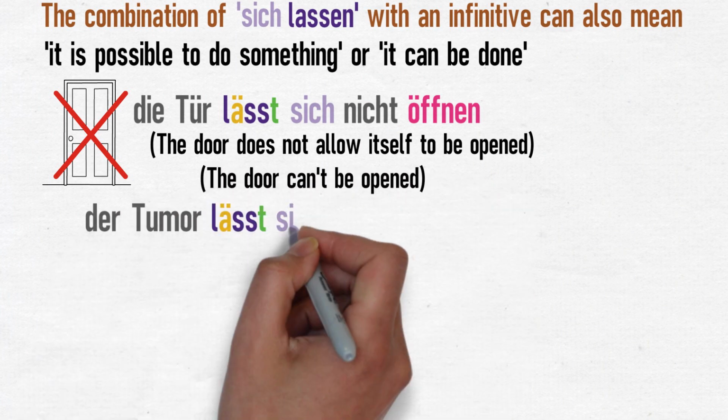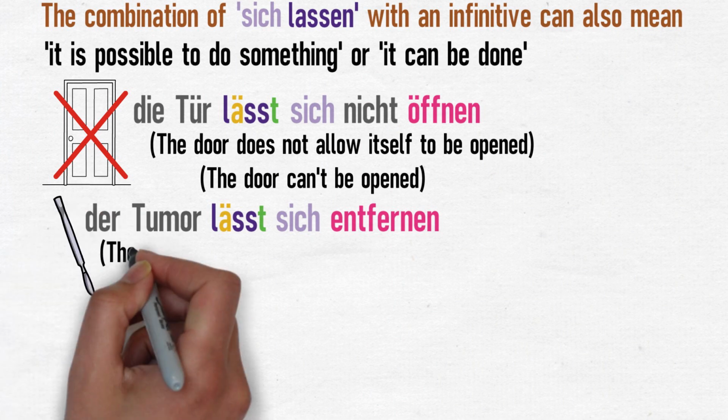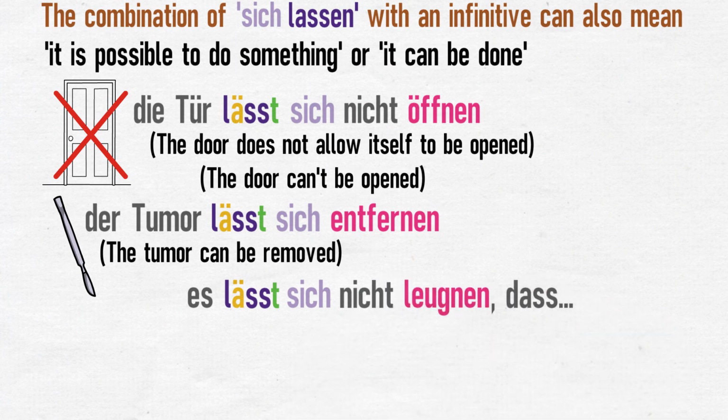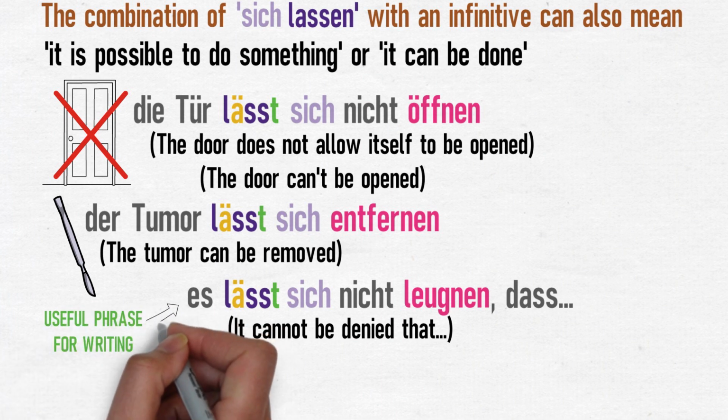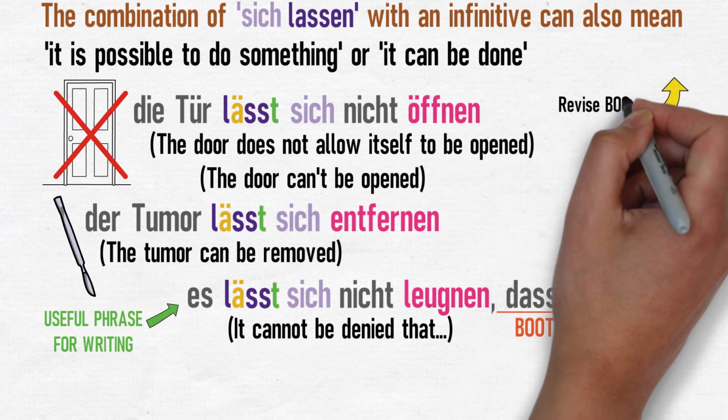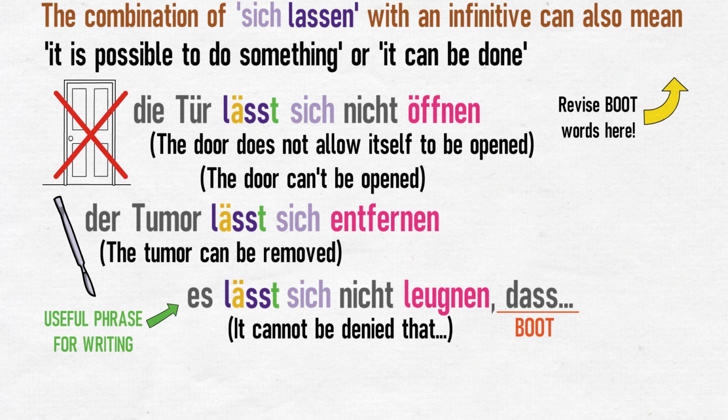Der Tumor lässt sich entfernen. The tumor can be removed. Es lässt sich nicht leugnen, dass. It cannot be denied that. This final example is a very useful phrase for written work, particularly in exams when you have to write a convincing argument. The word dass here is a subordinating conjunction, or boot word, and if you aren't sure what I mean by that, it's a good idea to go back and watch my explanation of these by clicking the banner now.